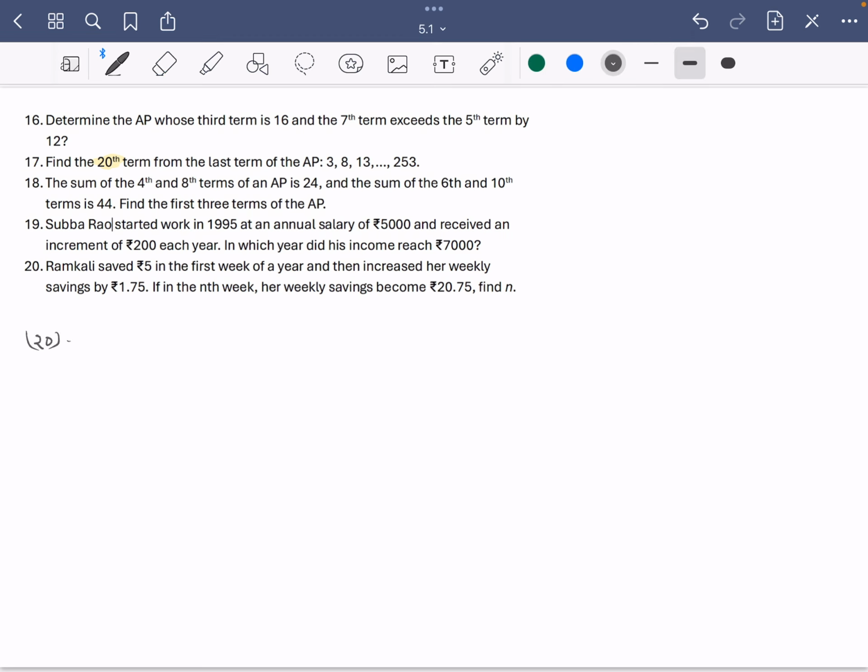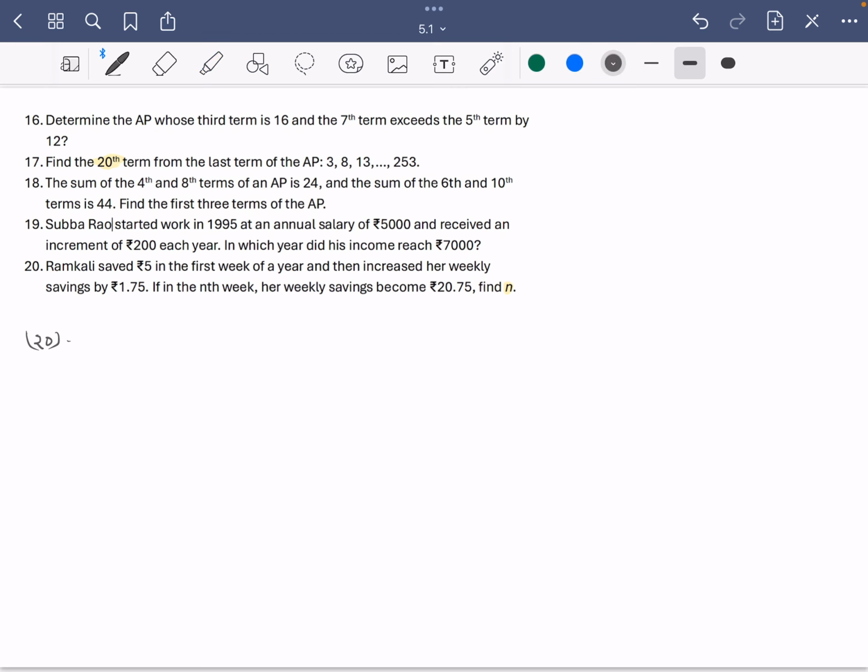Twentieth question. Ramkali saved 5 rupees in the first week of a year and then increased her weekly savings by 1.75 rupees. In the nth week, her weekly savings become 20.75. Find n. We do not know in what week her savings became 20 rupees 75 paise. So we want to find out the value of n, or by what week her savings have become 20 rupees 75 paise.